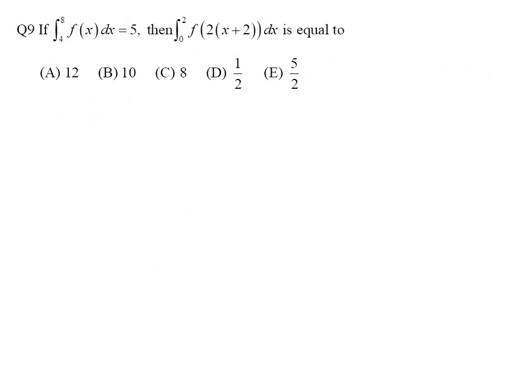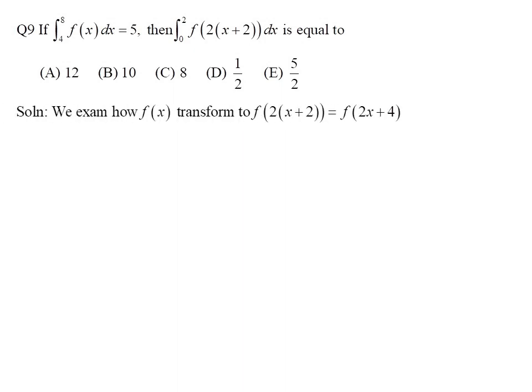In question 9, based on the integral from 4 to 8 of f of x with respect to x equals 5, the question is to evaluate the integral from 0 to 2 of f of (2 times (x plus 2)) with respect to x. To solve this question, we need to take a close look at how f of x transforms to the function f of 2x plus 4. There are 2 steps to complete this transformation.